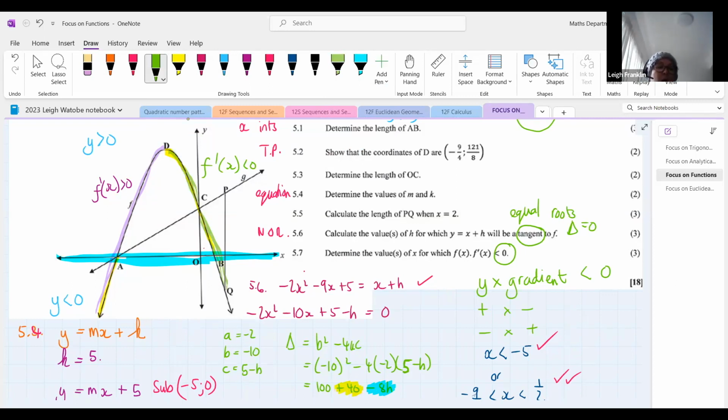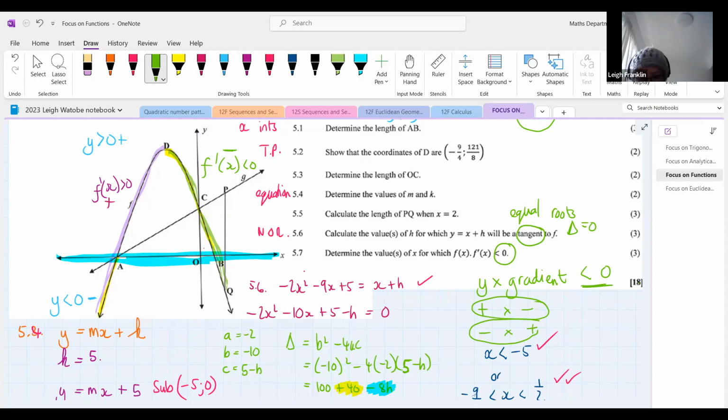Okay, so where y is greater than 0, this means where y is positive. This is where y is negative. Gradient, this is where gradient is positive. The green, this is where gradient is negative. So you want your two things, your y and your gradient, to have opposite signs if you want a negative answer, so smaller than 0.